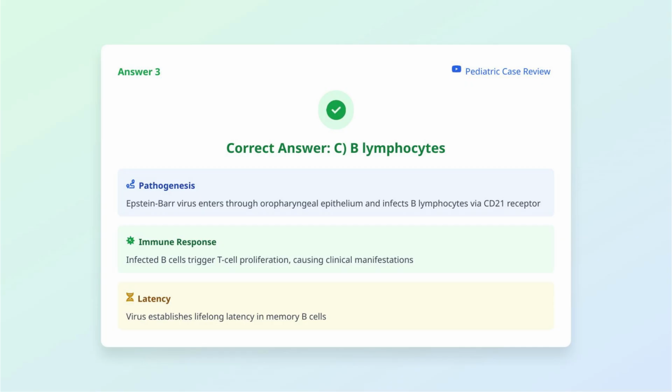The correct answer is C. B lymphocytes. Epstein-Barr virus enters through the oropharyngeal epithelium and primarily infects B lymphocytes via the CD21 receptor. These infected B cells then trigger a T-cell proliferation response, which actually causes most of the clinical manifestations we see in infectious mononucleosis. The virus establishes lifelong latency in memory B cells, allowing it to persist in the host indefinitely. This understanding of the pathophysiology helps explain why we see the characteristic laboratory findings like atypical lymphocytes, which represent the activated T cells responding to the infected B cells.